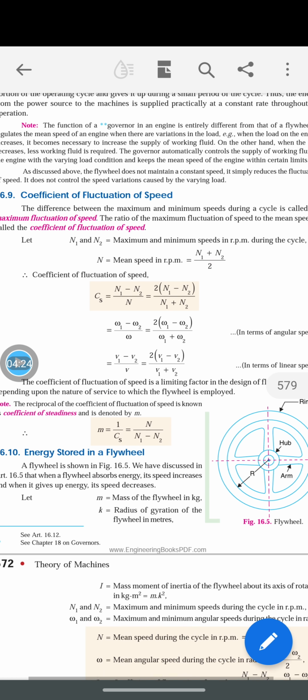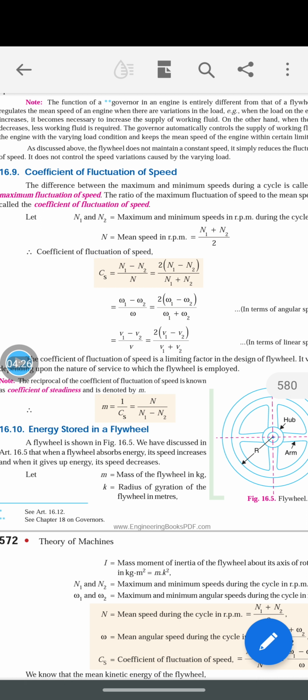Coming to the next formula you need to remember, the coefficient of fluctuation of speed, denoted with CS. CS is equal to N1 minus N2 by N. N is the rotational speed in RPM. N1 and N2 are the maximum and minimum speeds. N is the mean speed. The formula for mean speed is N1 plus N2 by 2.